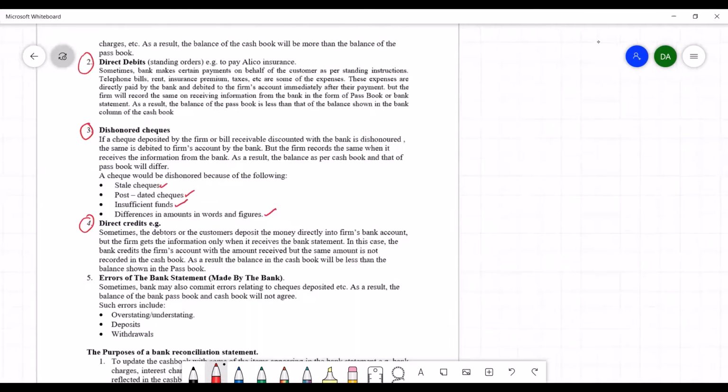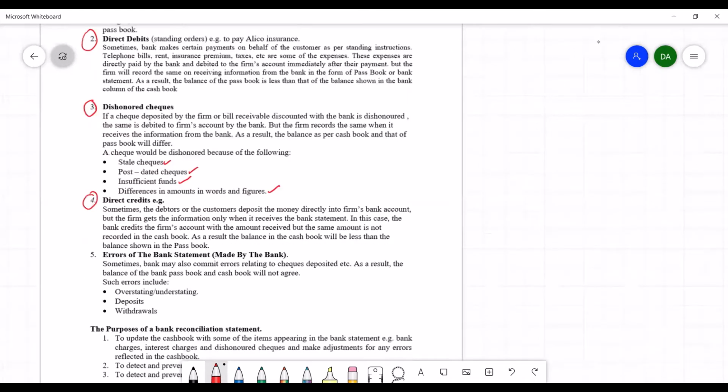Next is direct credits. This is whereby a customer or a debtor or any party pays the business directly through the bank's account. Before submitting the deposit slip, the business may not update the account. This therefore leaves the bank statement having more credits than the cash book.